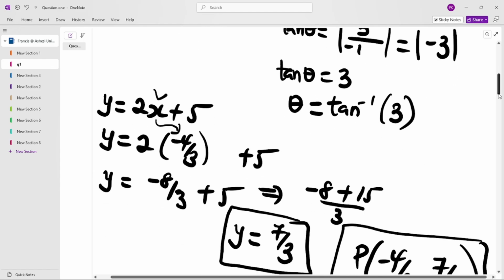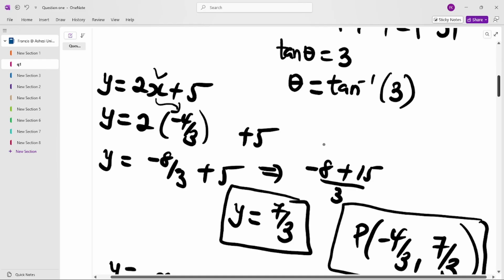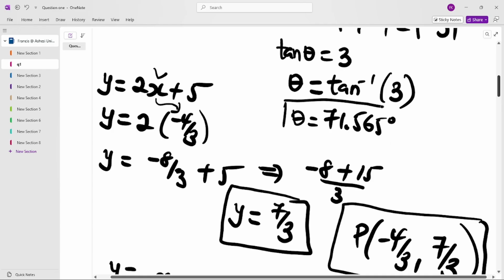So what is theta? Anyone has the calculator there? Sir, is 71.565 degrees. 71.565 degrees. So this is the angle, or the acute angle, between them. Acute angles are usually less than 90 degrees.